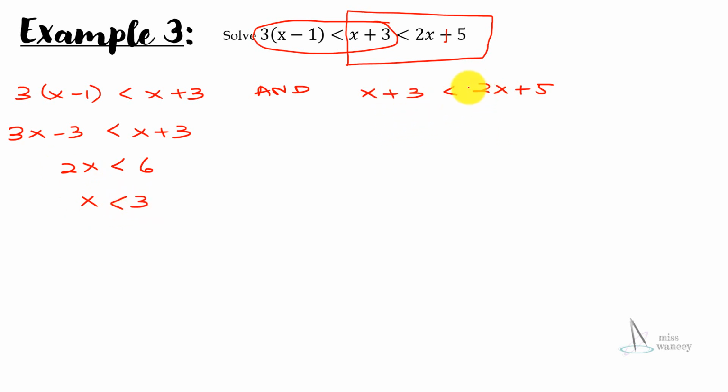Okay, so now I'm going to bring the x to the left hand side. So this is negative x less than 5 minus 3. So 2. So divide everything by negative 1. So x is greater than negative 2.